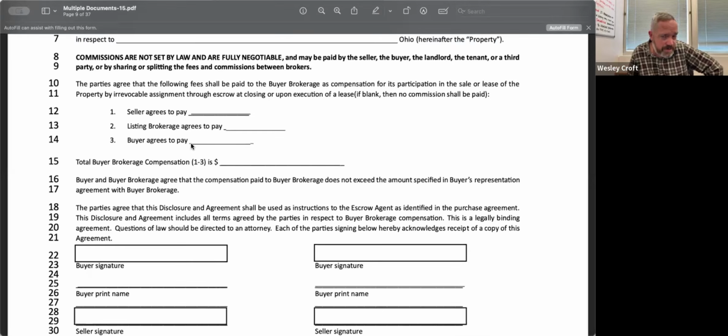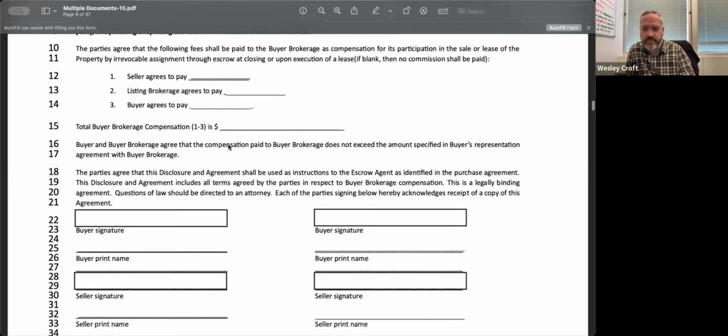Remember that $249 fee that we talked about under the buyer's closing costs up a few minutes ago. That 249 must go on line 3. If the 249 is not included, guess who's paying the 249? You are. So you would take lines 1, 2, and 3, add them all together, and that's what goes on line 15.